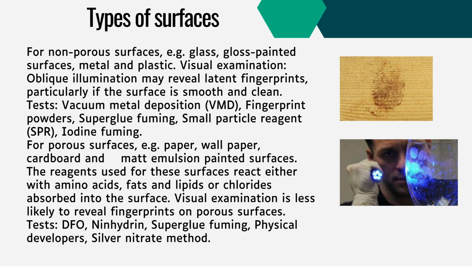For porous surfaces, for example paper, wallpaper, cardboard and matte emulsion painted surfaces. The reagents used for these surfaces react either with amino acids, fats and lipids or chlorides absorbed into the surface. Visual examination is less likely to reveal fingerprints on porous surfaces. Tests: DFO, ninhydrin, superglue fuming, physical developers, silver nitrate method.